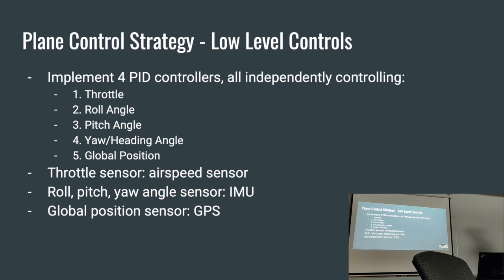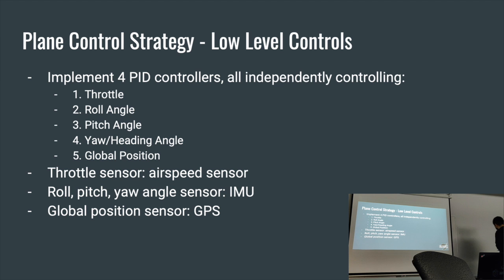So, let's talk about low-level controls. So I've got throttle, roll, pitch, yaw, and global position. So that should be in the high-level control section, my bad. So we have four PID controllers. So we have four inputs and four outputs. The IMU sensor gives us these three. And then we have an airspeed sensor or something that we can use to calculate how much throttle we would need, for example. Or the path planner can give us a throttle based on the altitude that we want to maintain, right? So we have inputs and we have these outputs. So we can just implement four separate PID controllers, one controlling each of these, right?